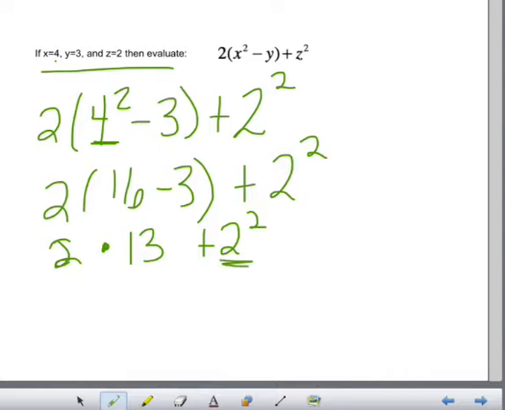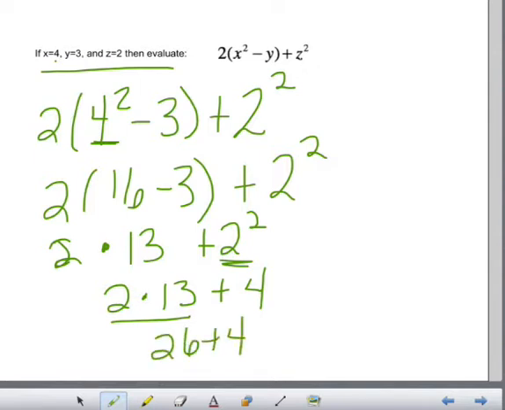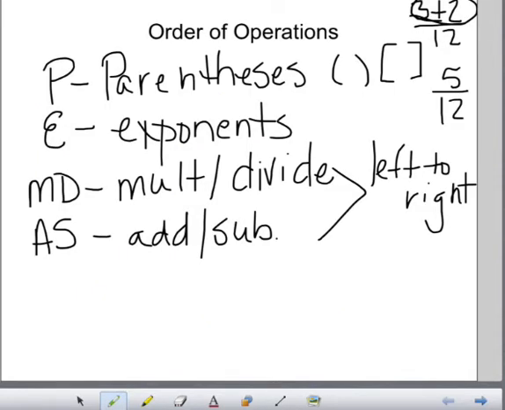Doing my exponents now, 2 times 13 plus 4. Okay, multiplication and division, 2 times 13 is 26, and 26 plus 4 is going to equal 30. So my final answer on that one is 30. Okay? All right, just remember your order of operations. Please excuse my dear Aunt Sally, PEMDAS. Parentheses, exponents, multiplication and division left to right, addition and subtraction left to right.